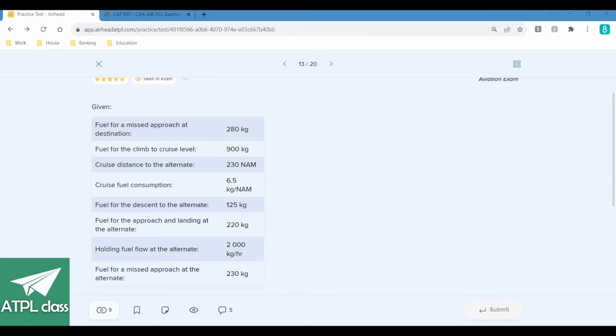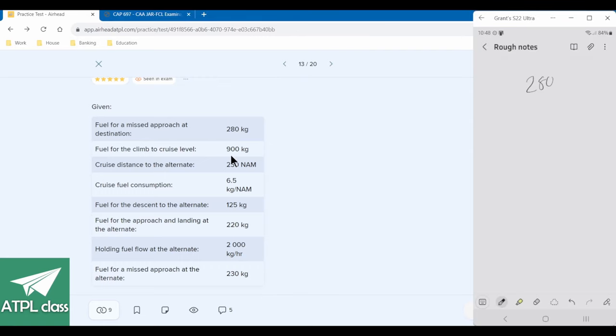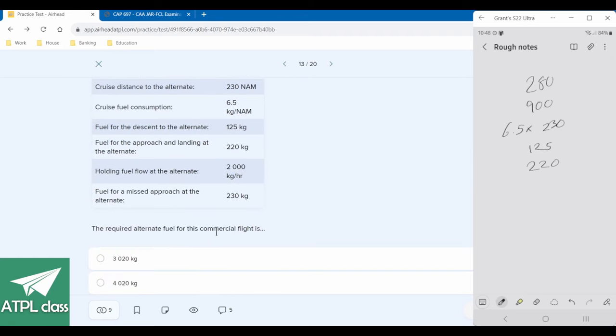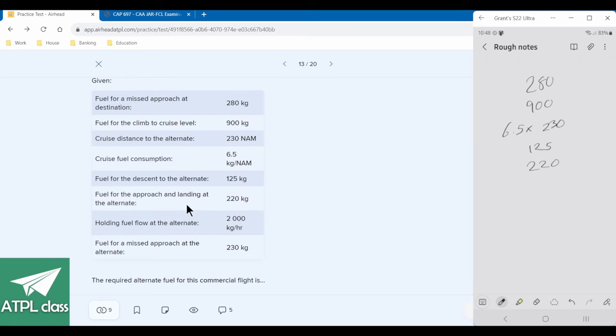280. Fuel for climb to the cruise level, 900. Cruise distance is 230 and it's 6.5 kilograms per nautical air mile, so it's going to be 6.5 times 230. Fuel for the descent, 125. Fuel for the approach and landing at the alternate is 220. Fuel for holding, fuel flow for the alternate, required alternate fuel for this commercial flight. So it's not talking about final reserve fuel, because final reserve fuel is 30 minutes holding if it's a jet above the alternate. So I'm going to say it ends there. Is that correct? Well, we'll find out.